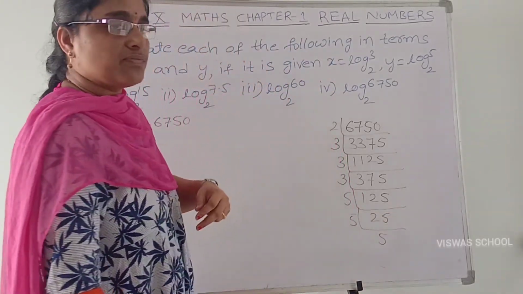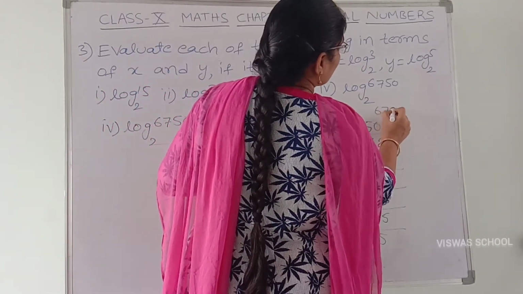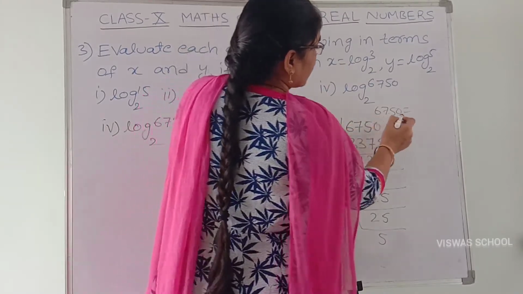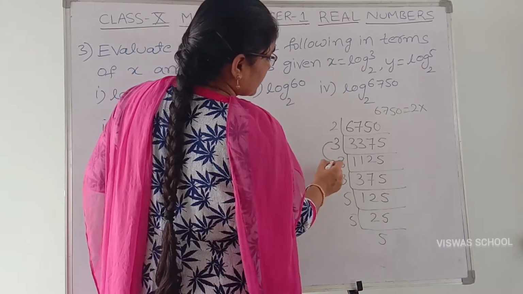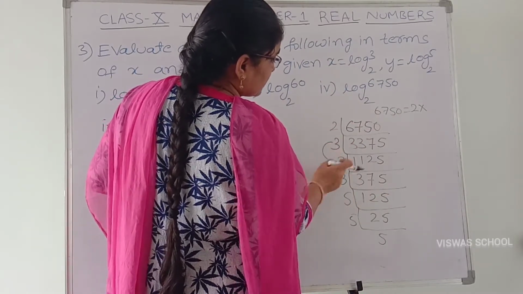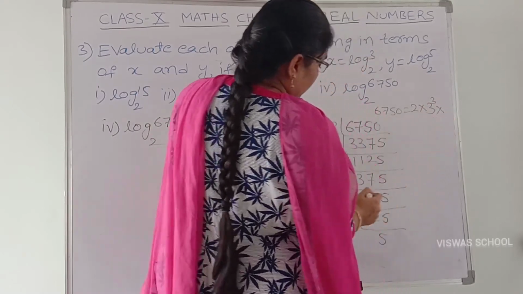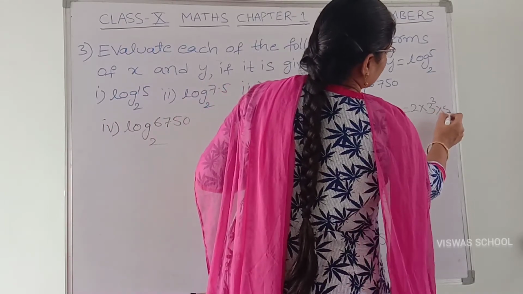That is 6750, it is written as what here? 6750 equals, it is written as 2 is only one time, that is 2 into, and 3 is how many times here? 3 into 3 into 3, that is 3 times. That is 3 to the power of 3 into, and 5 is how many times here? 3 times, that is 5 to the power of 3.